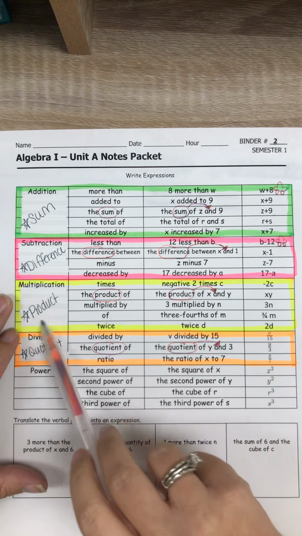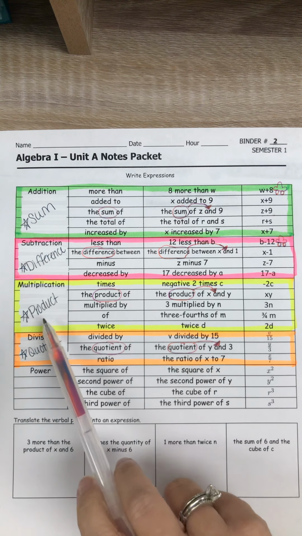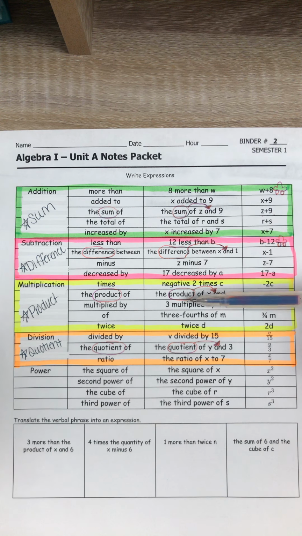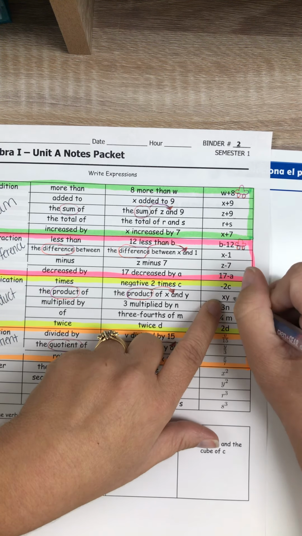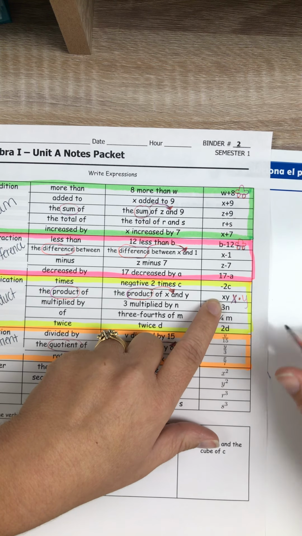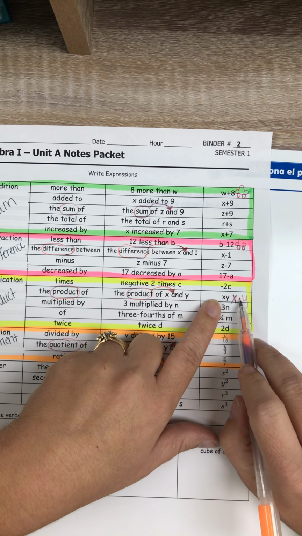Multiplication is in my yellow box here. The answer to a multiplication problem is called "product." And just like sum and difference, with product, the multiplication sign goes where the "and" is. Now with multiplication, you can use a dot. So you could say x dot y. That dot there is a symbol for multiplication.